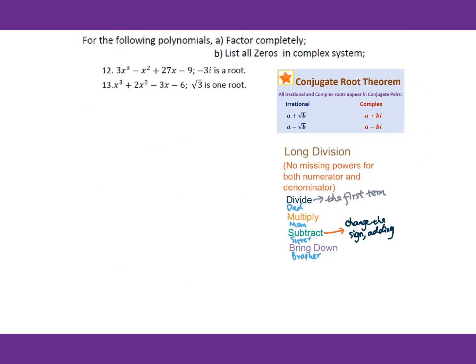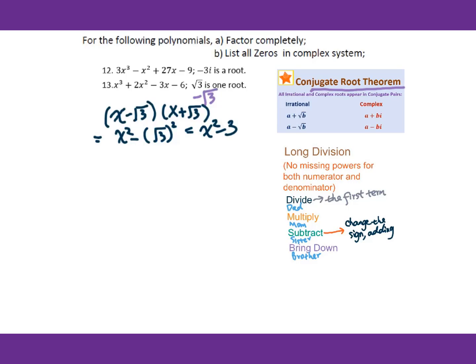Now let's go to 13. Since square root of 3 is an irrational root, according to the conjugate root theorem, negative square root of 3 is also a root. Therefore, we got the factor form x minus square root of 3 and x plus square root of 3. Multiply according to x squared minus the square root of 3 squared, we got x squared minus 3. Then we have to do long division.